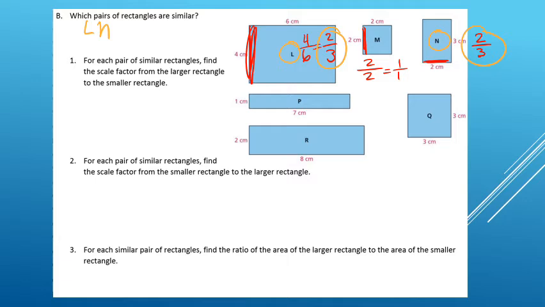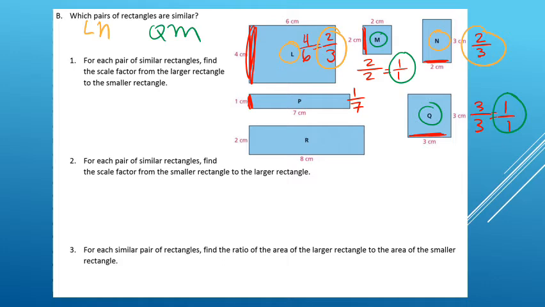And then moving to the next rectangle, P, shortest side is 1, so I have a ratio of 1 to 7. For Q, a ratio of 3 to 3, which is 1 to 1. So I'm going to see here that Q and M, with their ratios of 1 to 1, are also similar.